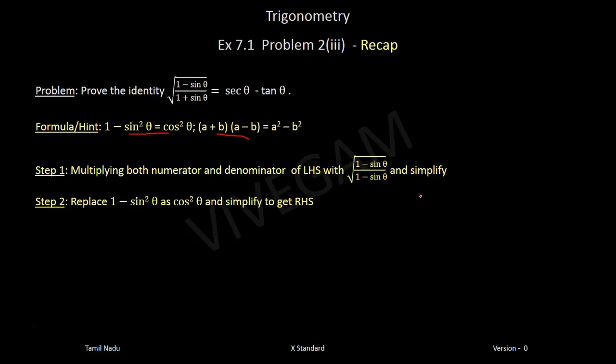So the key point is this: you are multiplying the numerator and denominator of the LHS by this expression. Then you are using (a plus b) into (a minus b) equal to a square minus b square, and 1 minus sin square theta equal to cos square theta. Thereafter, you are splitting it into two fractions and getting the RHS.